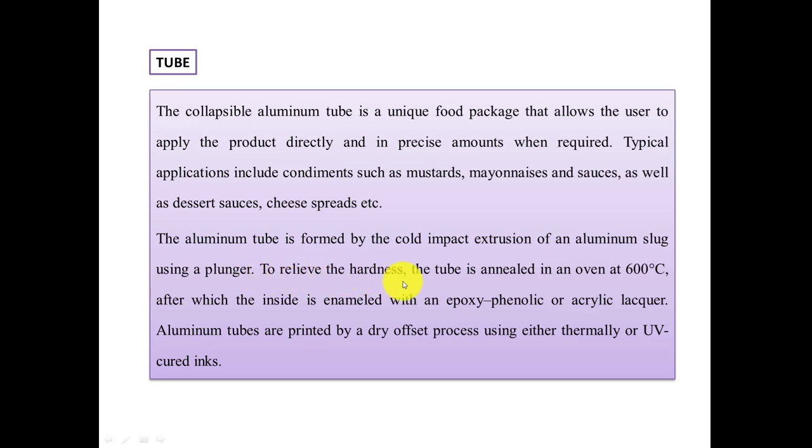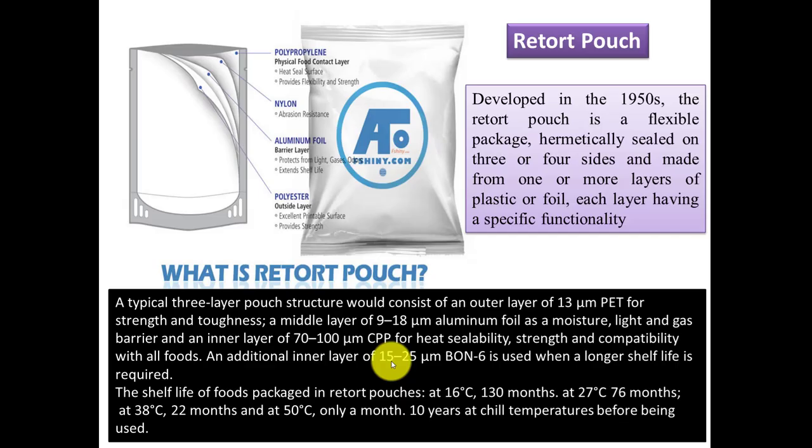To relieve the hardness, the tube is annealed in an oven at 600 degrees centigrade, after which the inside is enameled with epoxy phenolic and acrylic lacquer. The aluminium tubes are printed by a dry offset process using either thermal or UV coatings. The process is almost the same, no need to worry. This is a very popular product in which aluminium has a contribution.